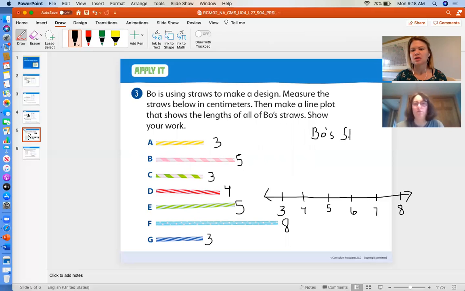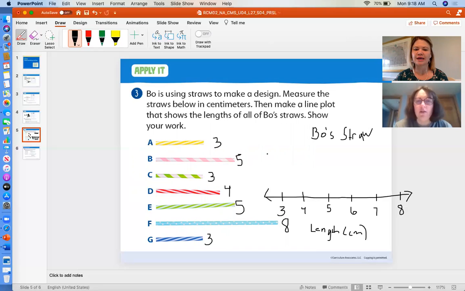Straws. And then the length part goes at the bottom, right? We know that. So length in what unit? And we're measuring in centimeters. Length, sorry, it's not fun to write with this. In centimeters. Perfect. Okay, so now our table is set up and ready for the data, right?